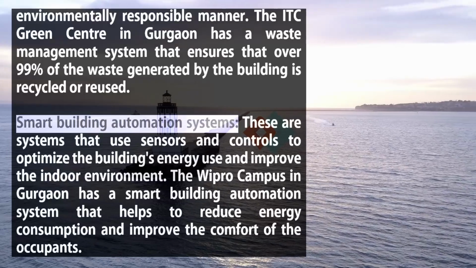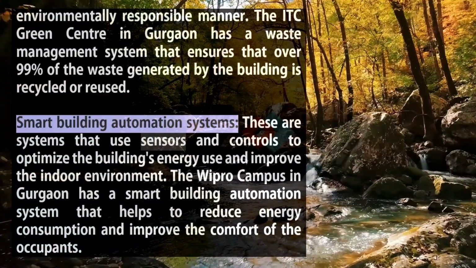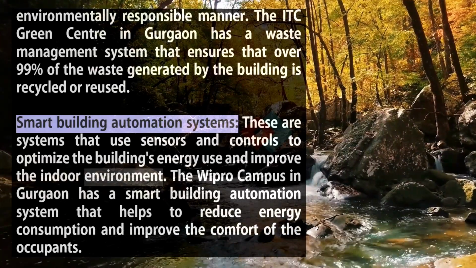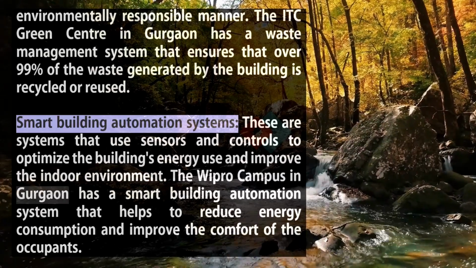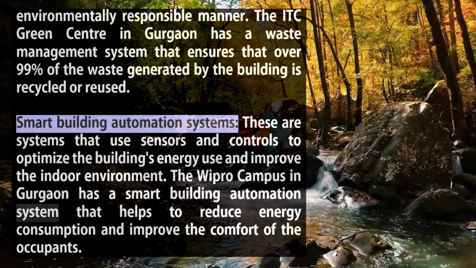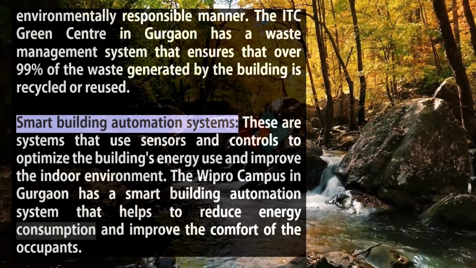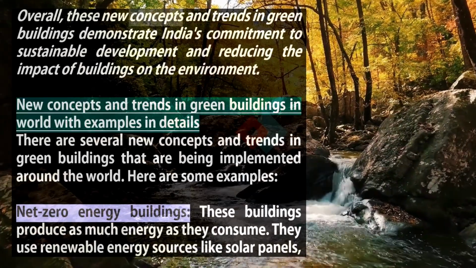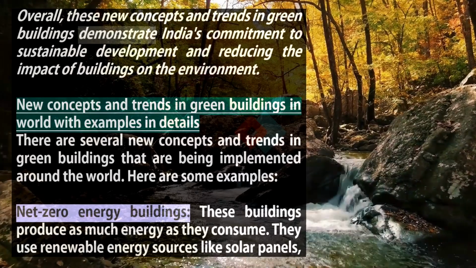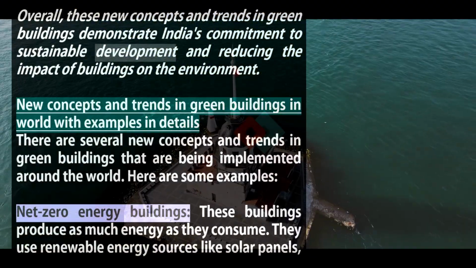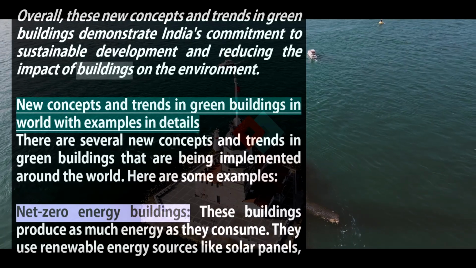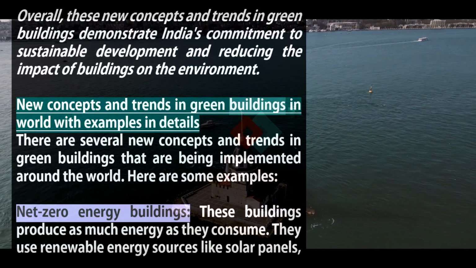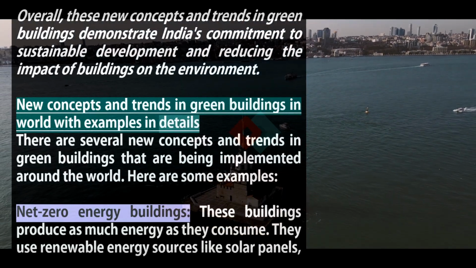Smart building automation systems. These are systems that use sensors and controls to optimize the building's energy use and improve the indoor environment. The Wipro campus in Gurgaon has a smart building automation system that helps to reduce energy consumption and improve the comfort of the occupants. Overall, these new concepts and trends in green buildings demonstrate India's commitment to sustainable development and reducing the impact of buildings on the environment. New concepts and trends in green buildings in the world, with examples and details.